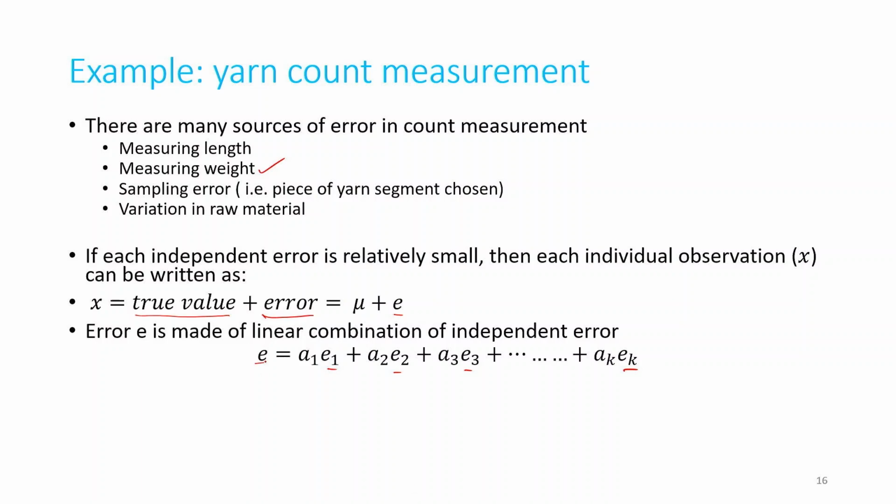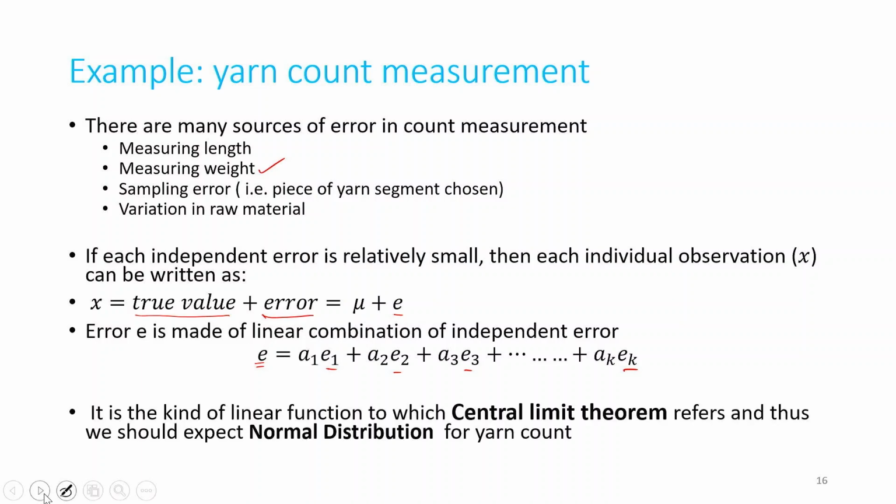So we say E is a linear combination of the errors: E1 may be for measuring length, E2 may be due to measuring weight, E3 because of my sampling error, and Ek could be because of variation in raw material. One can add more here; it could be 4, 5, 6, whatever it is. Because it is a linear combination, the central limit theorem applies, and thus we should expect a normal distribution for the yarn count.